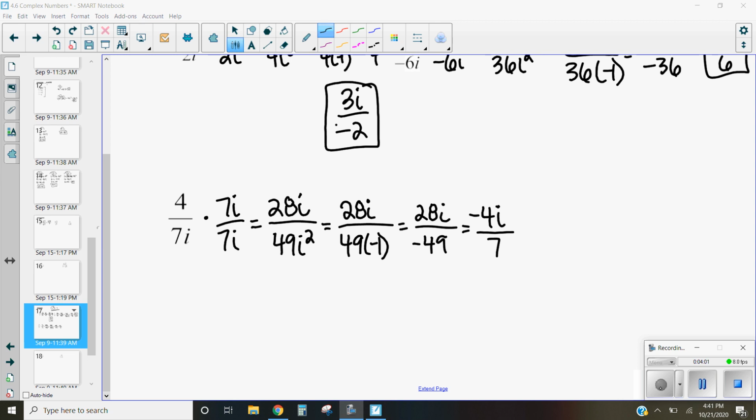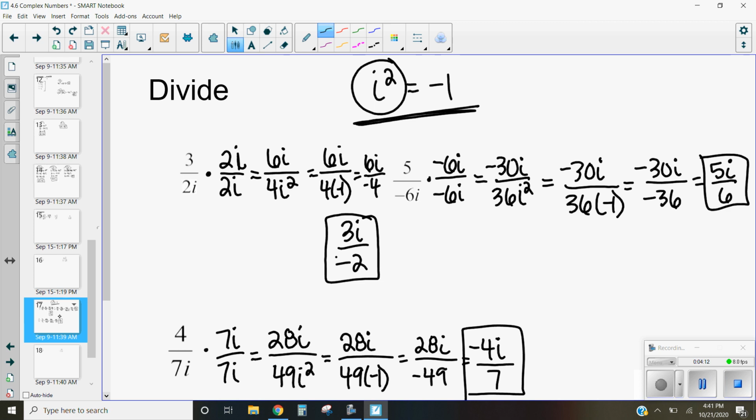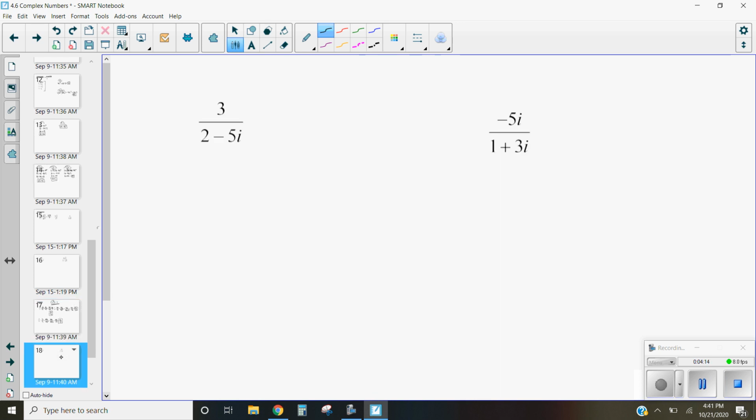Now notice how our negative sign moved up. It can stay down or up, depending on what you prefer. I prefer to have my negative sign on top. So the only other type of dividing that we need to look at, so these ones have all had just an imaginary portion. In these next 2 examples, we have complex numbers on the bottom. So they have both a real and an imaginary portion.